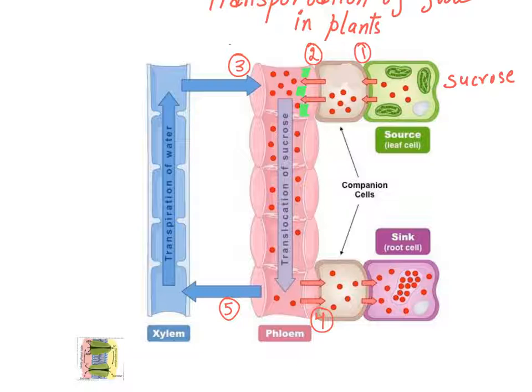From here, it will move into this cell. This cell is the companion cell. As you can see, it is present close to the phloem sieve cell. So food, sucrose, is moving from the leaf cell into the companion cell and from the companion cell into the phloem sieve cell. So it has entered here in the phloem sieve cell, and because the concentration of solute has increased in the sieve cell phloem, water will move from xylem into phloem.